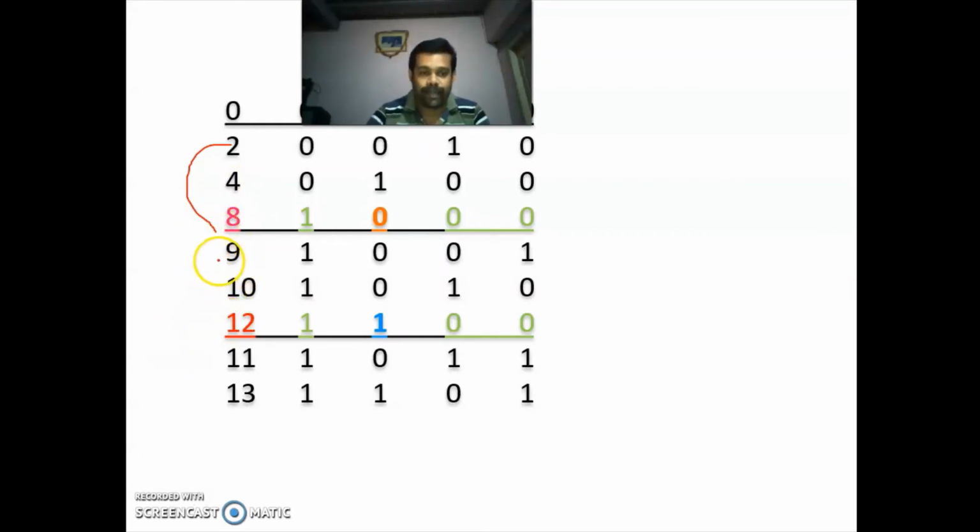Now we are going to compare 9. Next step, we are going to compare 9 with 11, 9 with 13. Then 10 with 11, 10 with 13. Then 12 with 11 and 12 with 13.